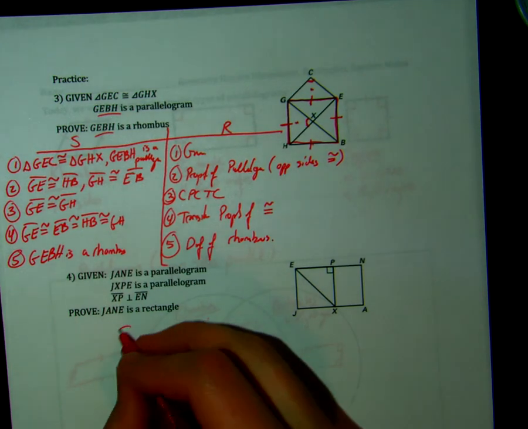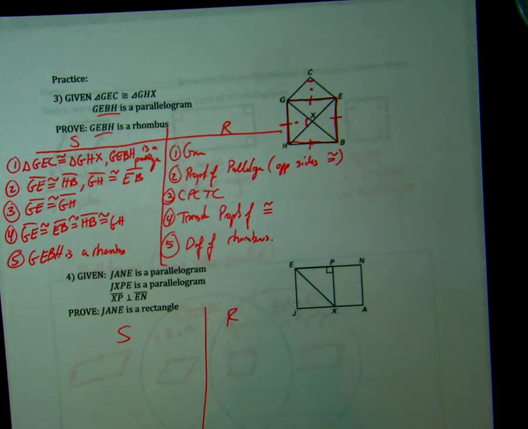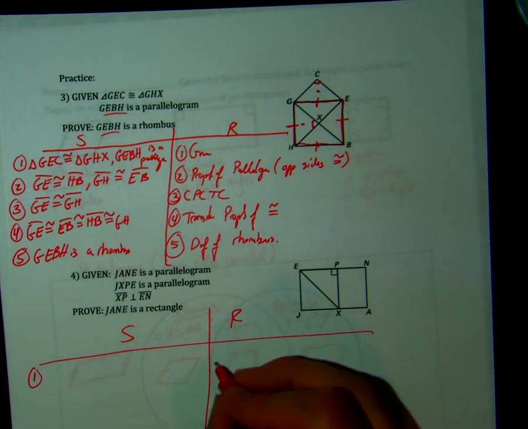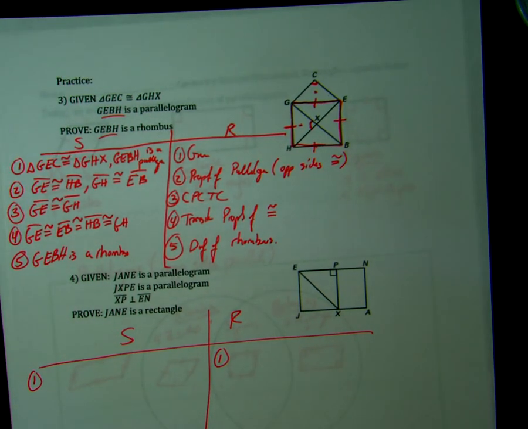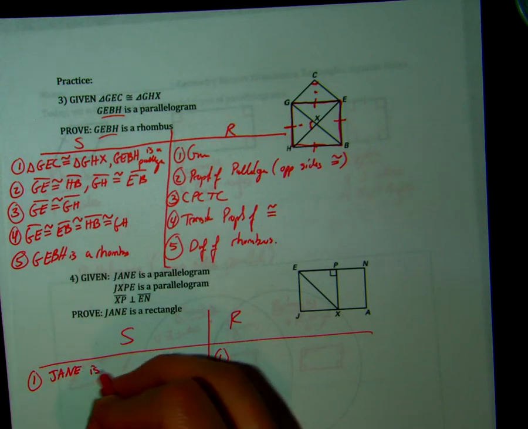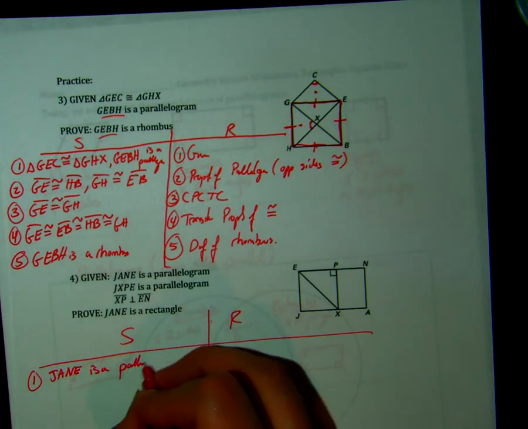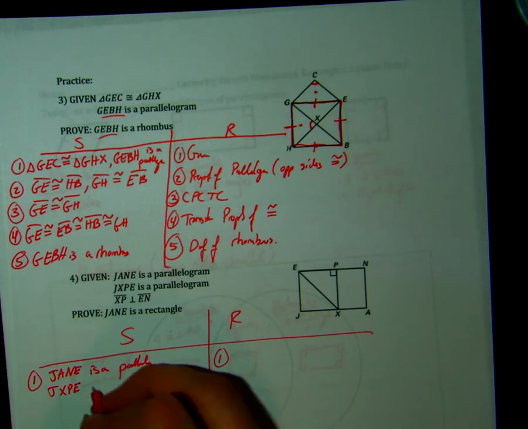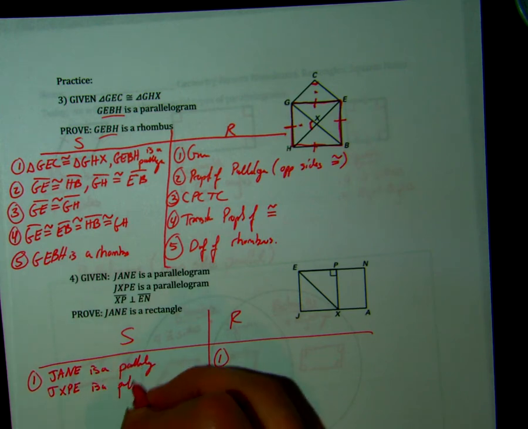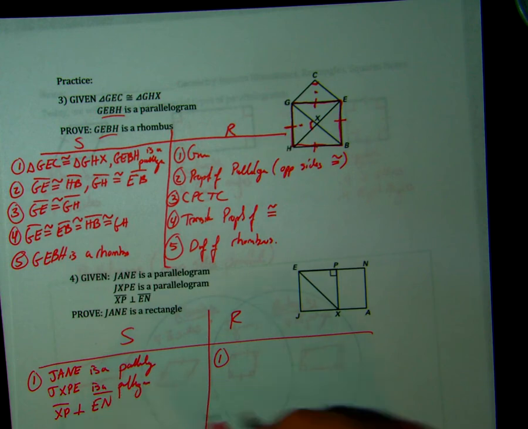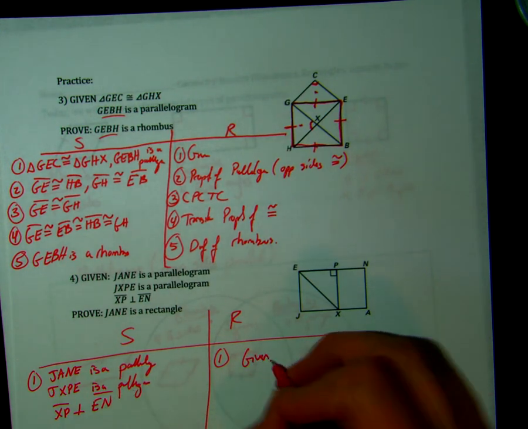All right. So jumping quickly into this last one here, lots of proof examples in this. So that's why this video is actually pretty long. I'm sorry. So again, we're going to start with our givens. JANE is a parallelogram. And JXPE is a parallelogram. And XP is perpendicular to EN. And it's all given.